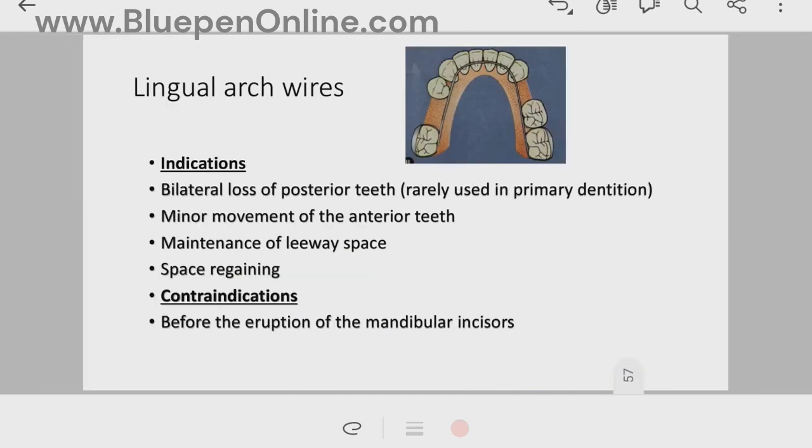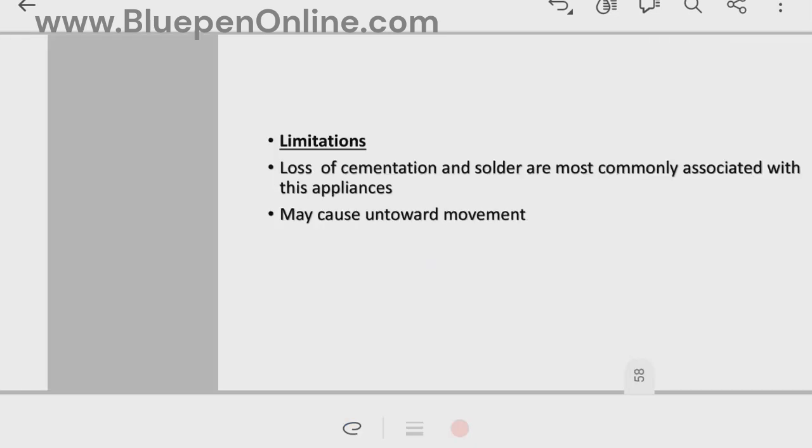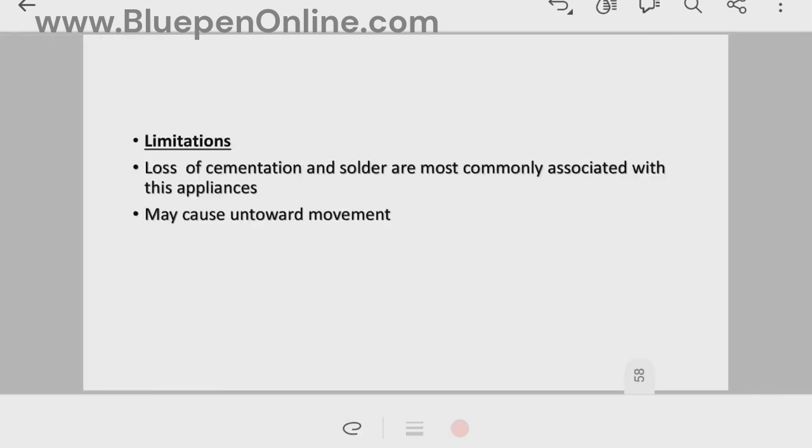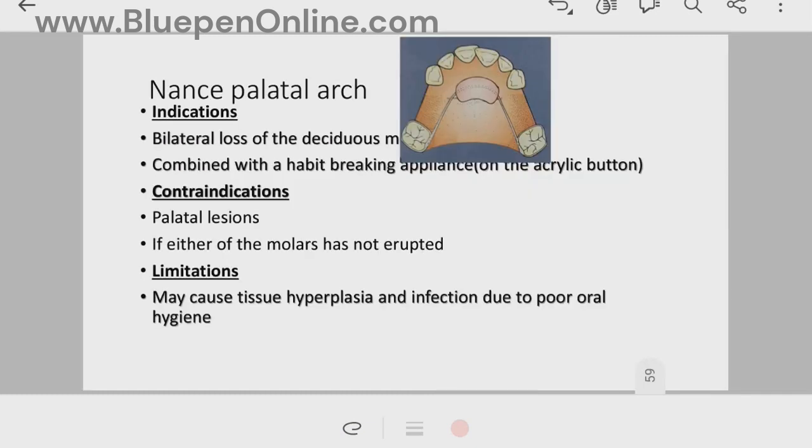Okay, now this is the lingual arch wire. There is a bilateral loop on the posterior teeth. You can use this for minor movement of the anterior teeth, maintenance of leeway space and space regaining. Then limitations: loss of cementation and solder failure are seen. It may cause untoward movement. These are some limitations.